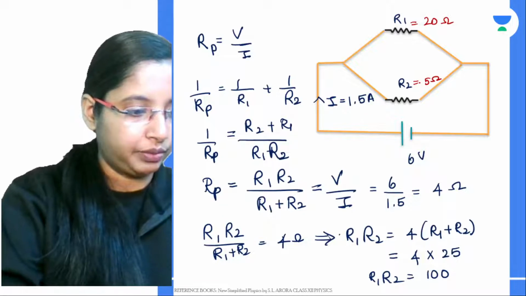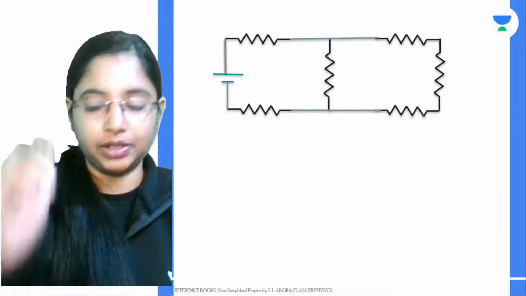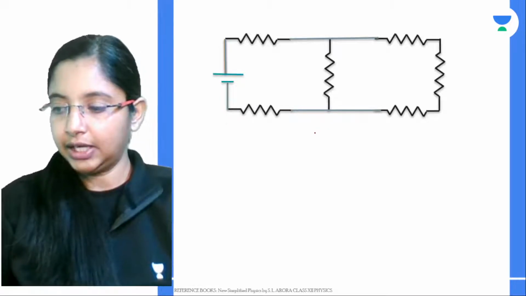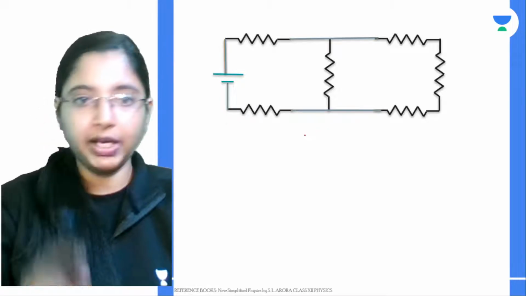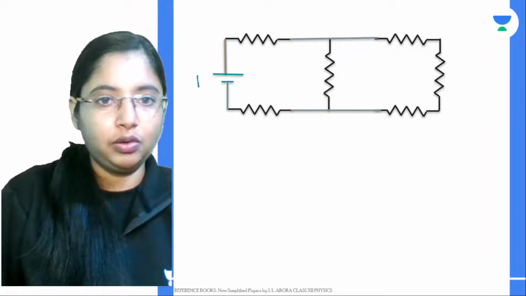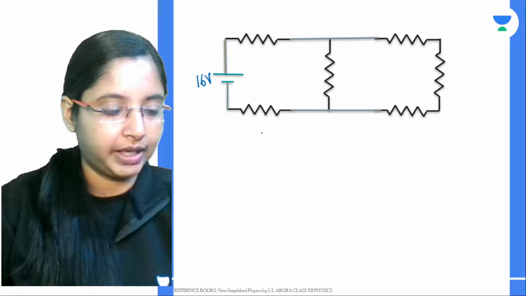Now with that note, let's go to the next question. Next, what we are seeing is we actually have a circuit where, let's say, the whole circuit is connected across a 16 volts battery.